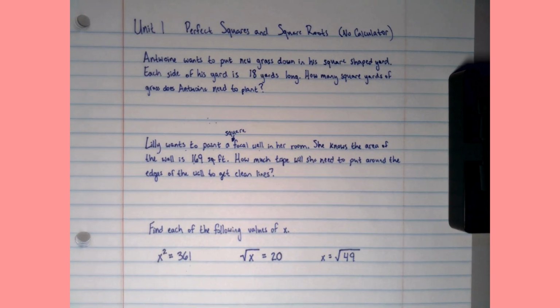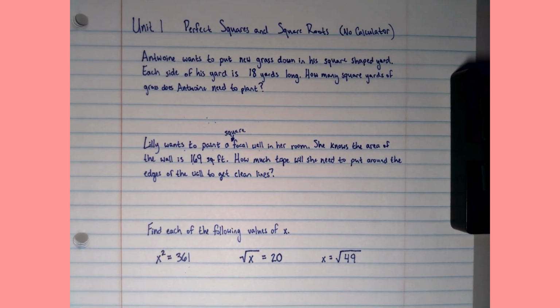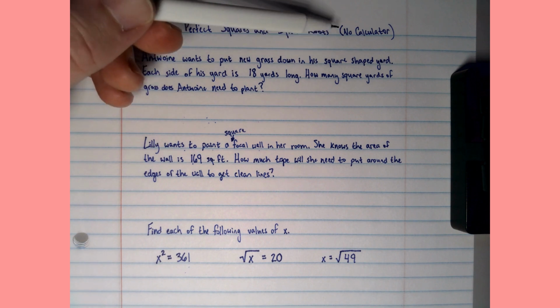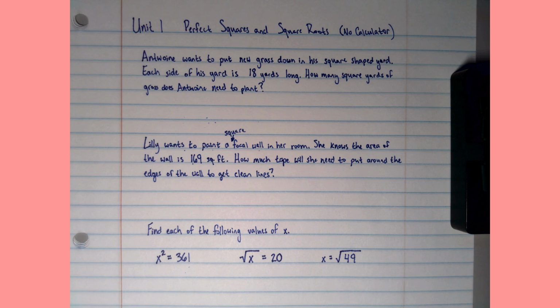So we are again continuing on with Unit 1, Perfect Squares and Square Roots, where you cannot use a calculator. And you are definitely going to see some word problems when you're working on this. So I have 2 word problems and then some other practical problems, or applications, I guess, that you might see. So let's get into the first one.